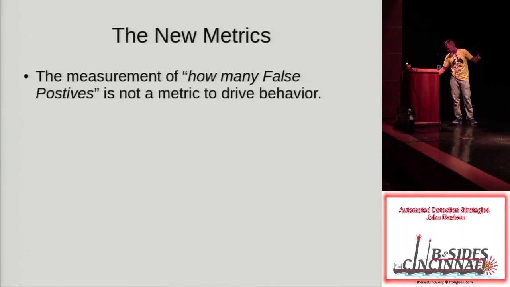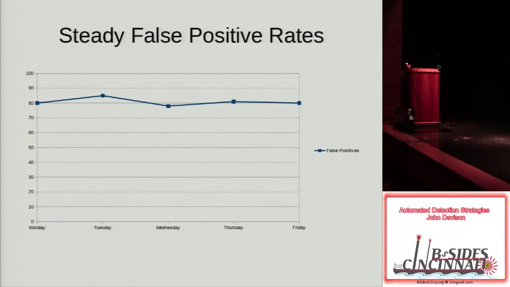So the metrics of how many false positives starts to matter, but in a different way, because your graph of false positives changes, right? It's this. Hunt and tune, hunt and tune, hunt and tune. It stays steady. This, from here to here, is how much work your analysts do. Go back to where I was talking about. So what do false positives mean to me as an analyst? It's what I do, right?